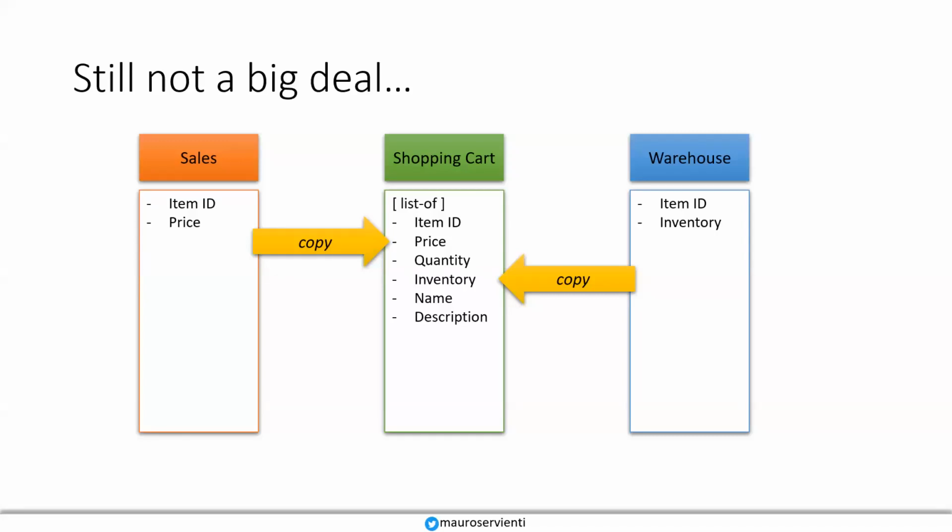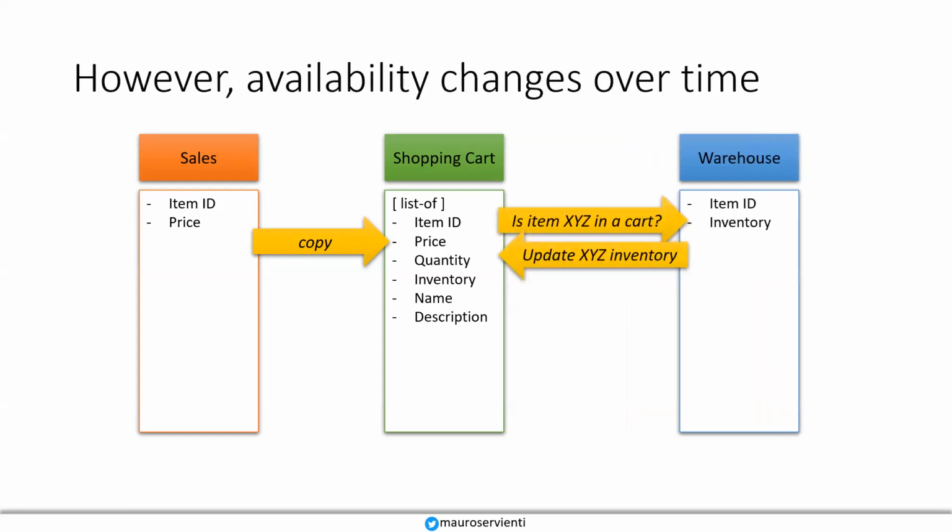And when we put the item in the shopping cart, we can do the exact same thing. So we can copy the inventory to the shopping cart. However, availability changes over time. So whenever the availability changes in warehouse, we now need to go to the shopping cart and say, hey, do you have any shopping cart in your world where there is this item ID?